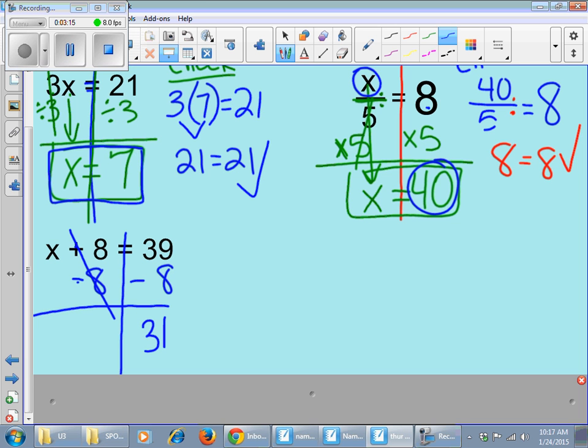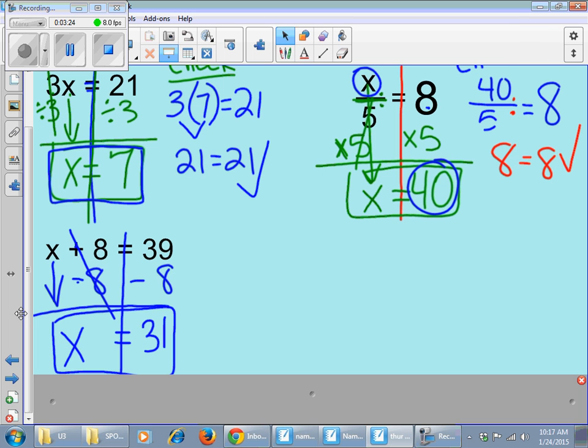3 comes down. Equal sign stays in the same place the entire time. Variable has not been canceled, so it comes down. X seems like it equals 31. Let me check that.